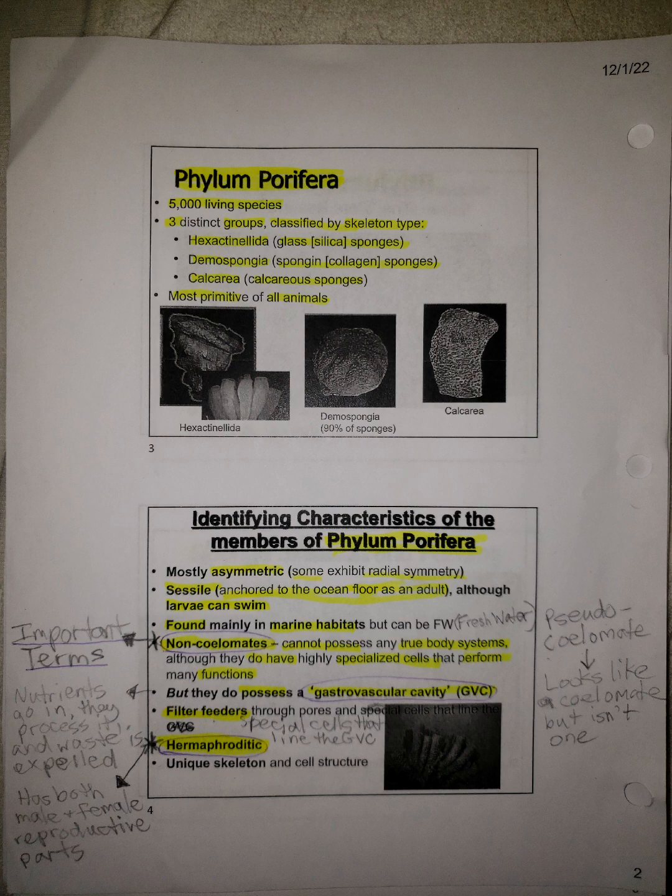Hexactinellida, the glass or silica sponges. Demospongia, spongin or collagen sponges. Calcarea, calcareous sponges. They're the most primitive of all animals.